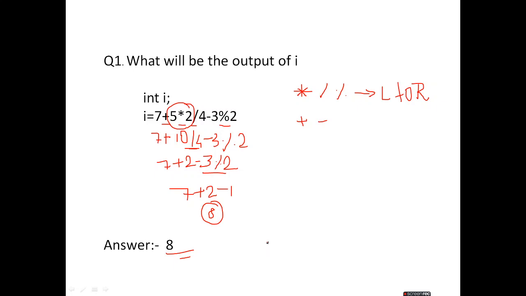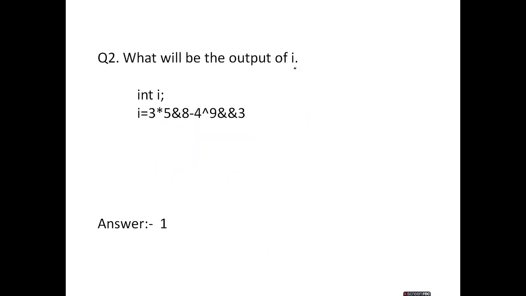Now the next question. What will be the output of I? int I. I is equal to 3 * 5 & 8 - 4 ^ 9 && 3. Here we have three kinds of operators: arithmetic operator, bitwise operator and logical operator. Arithmetic operators have higher priority than bitwise and logical operators. Bitwise operators have higher priority than logical operators.